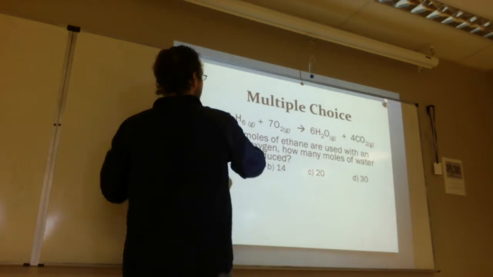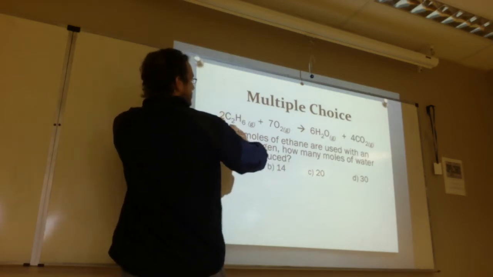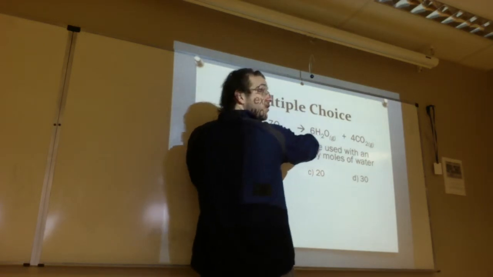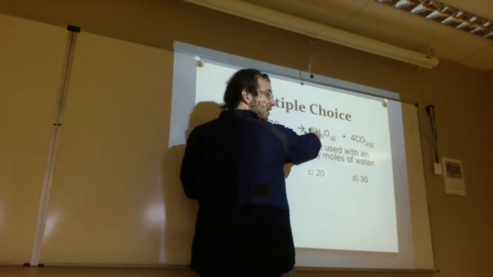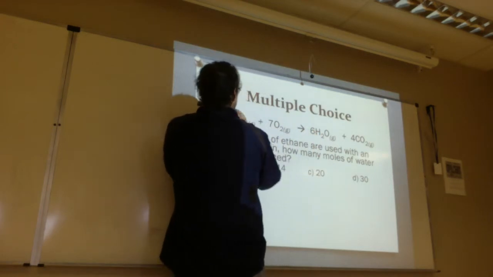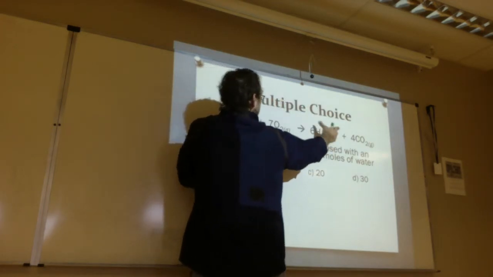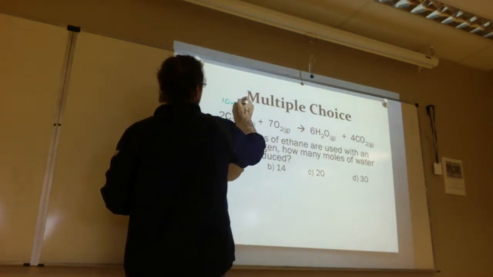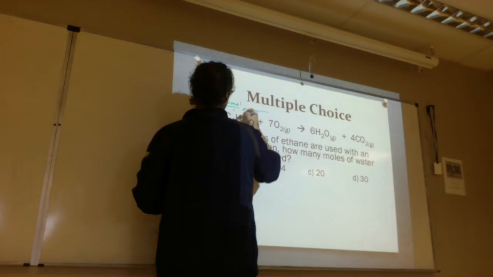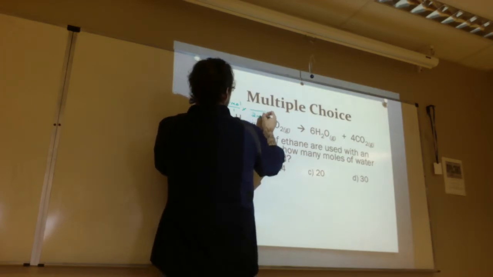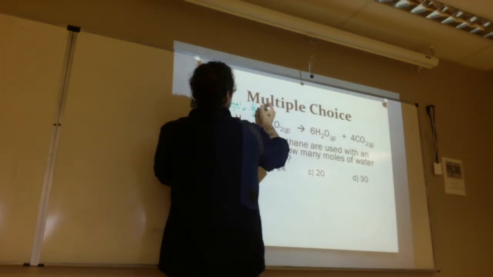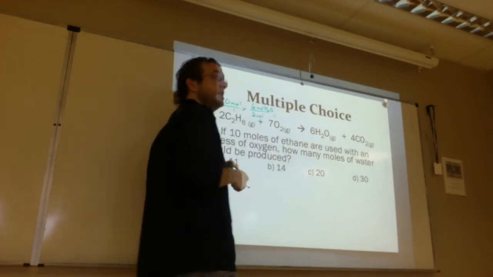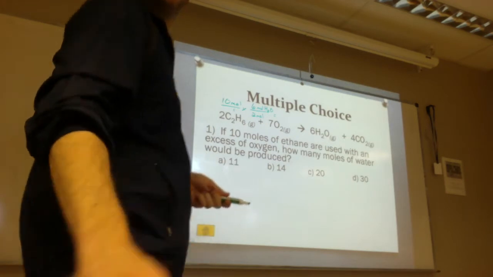Would you agree that this is a 2 to 6 ratio, which is the same as 1 to 3? For every one of these, we get 3 of these, if you want to think about it that way. So if we've got 10 of these, 10 times 3 gives us 30. If you prefer your mole ratio, you can always plug in your ratio: 2 moles of ethane for every 6 moles of water. 10 times 6 is 60, and 60 divided by 2 is 30.